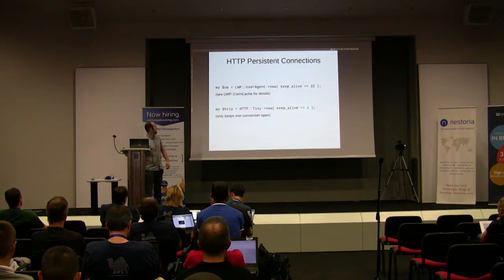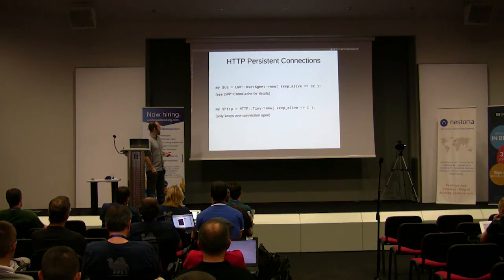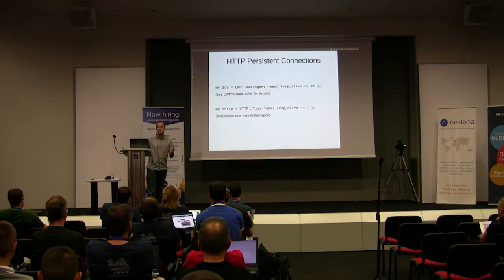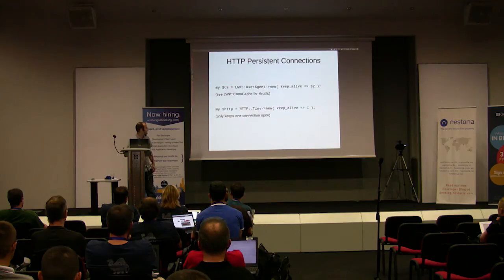And you find when you're talking over high latency links, any server that's far away, using persistent connections helps. And what that means is that you send a request, get a response back, and you can continue using the same TCP connection for all successive requests and responses. So that can speed things up a lot. And the way you do that, LWP allows you to keep a cache of connections. So the top example here is caching 32 TCP connections. HTTP::Tiny is a bit cruder. By default, they're disabled. But if you set keep_alive to one, it will keep one connection in a cache. And if you're using web services, keeping one connection cached is great because you're probably just talking to the same server over and over. So that's mostly good enough.